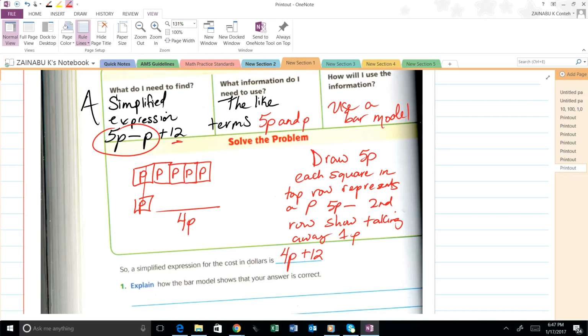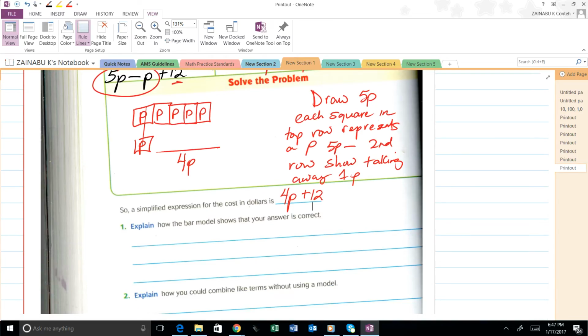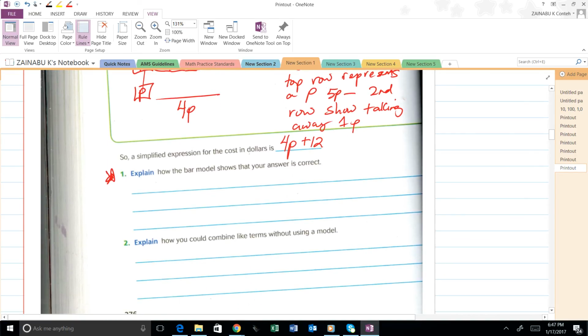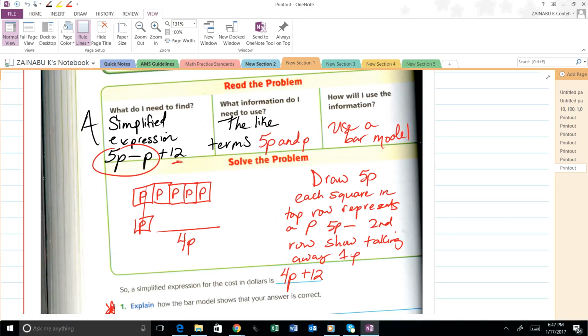12, that's there. Now I'm going to go ahead and have you explain how you know the bar model shows your answer is correct. We kind of did that a little bit. And then explain how you can combine like terms without using a model on your own. Hopefully this video was helpful and not too long. And now you're going to be successful with solving the problems on your own, as well as the share and show on the next few pages.